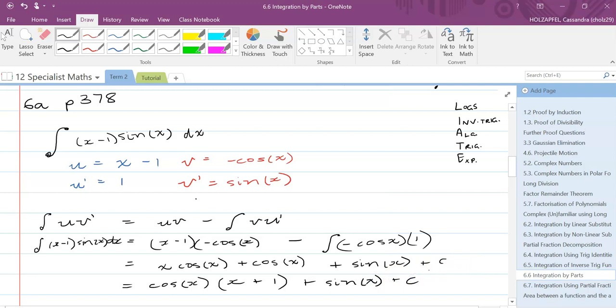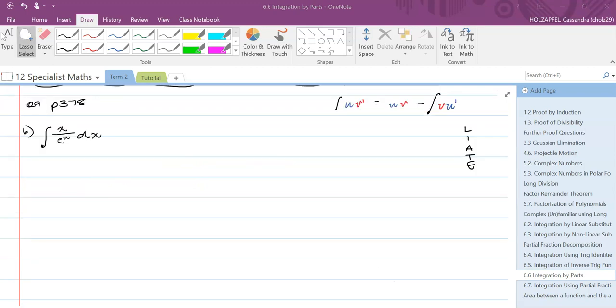So complex familiar, I don't know if I would actually call this a complex familiar. Maybe this is a more simple familiar question. Let's jump in with something a little bit trickier. So I've grabbed question 9. This is 9b from page 378.